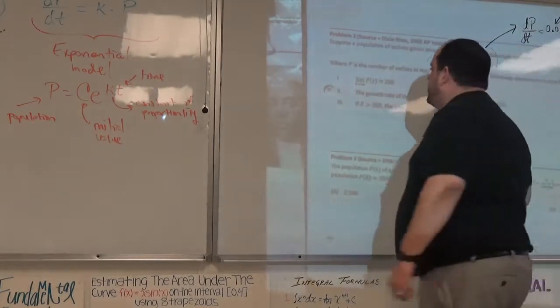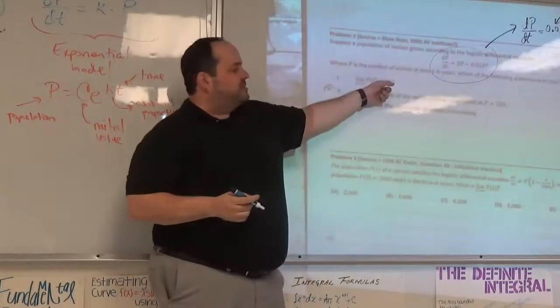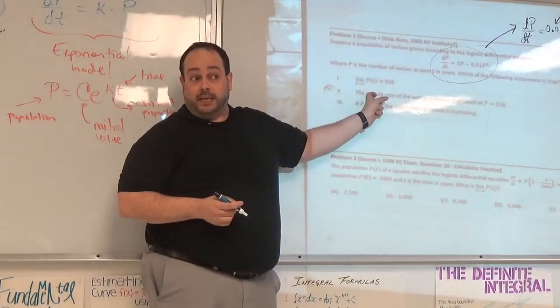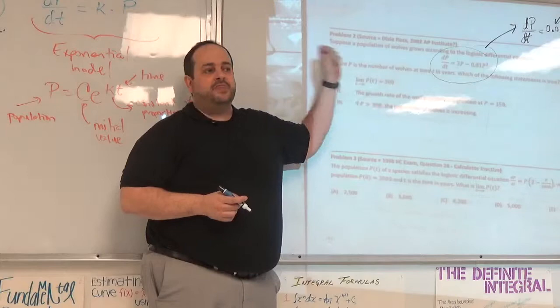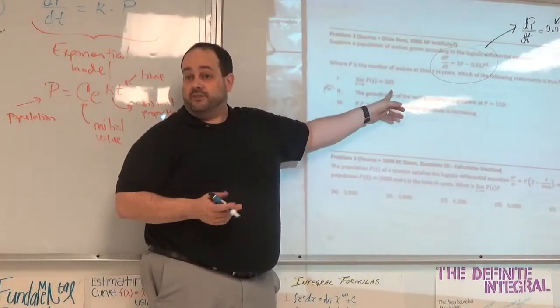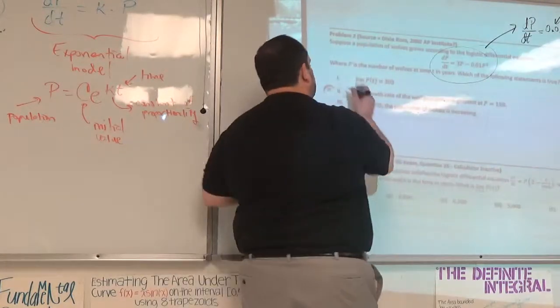Which of these statements is true? Is it true that the limit as t approaches infinity of p of t is 300? Think about what this means, right? All they're asking you is the carrying capacity of this island, or whatever it is: 300 wolves. Is that true? Yes. That's what the L represents.